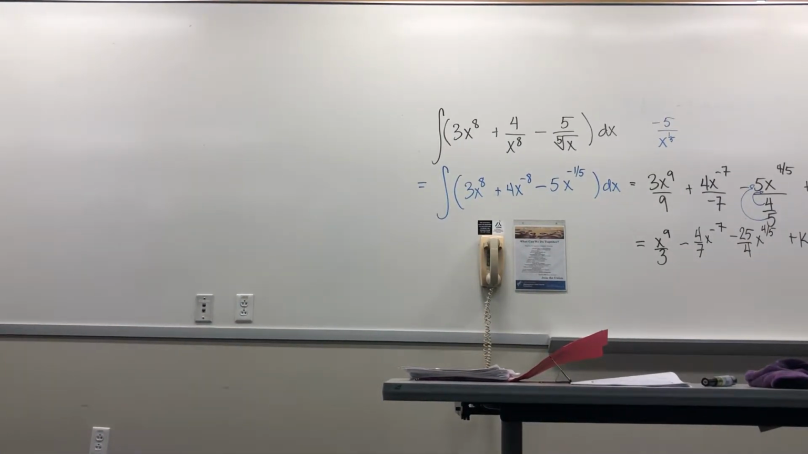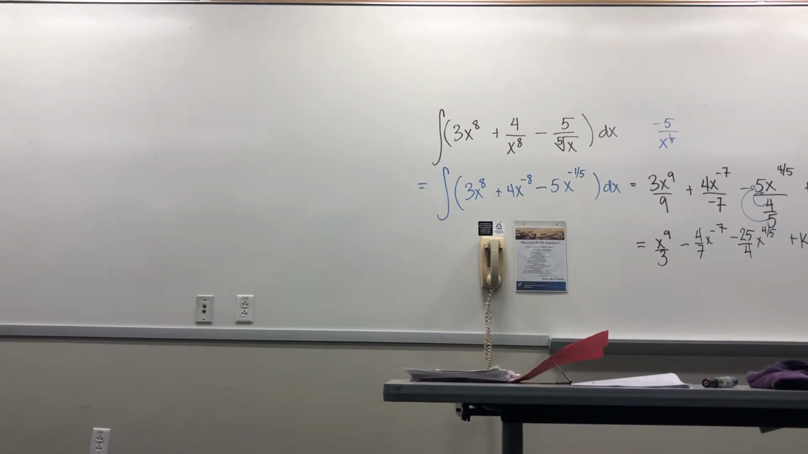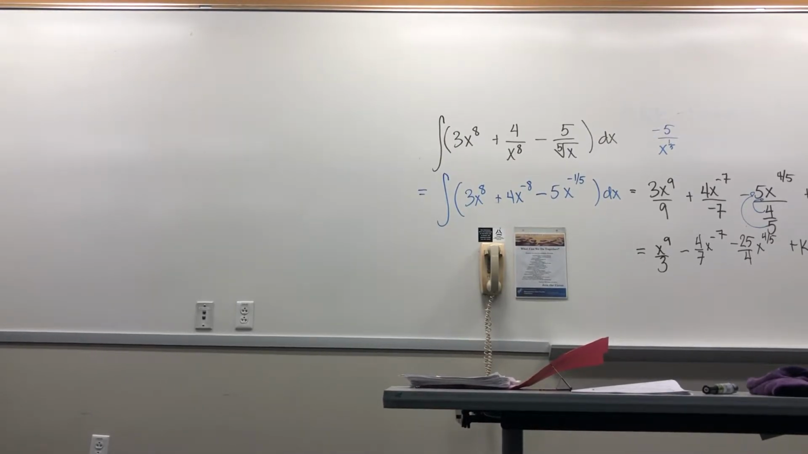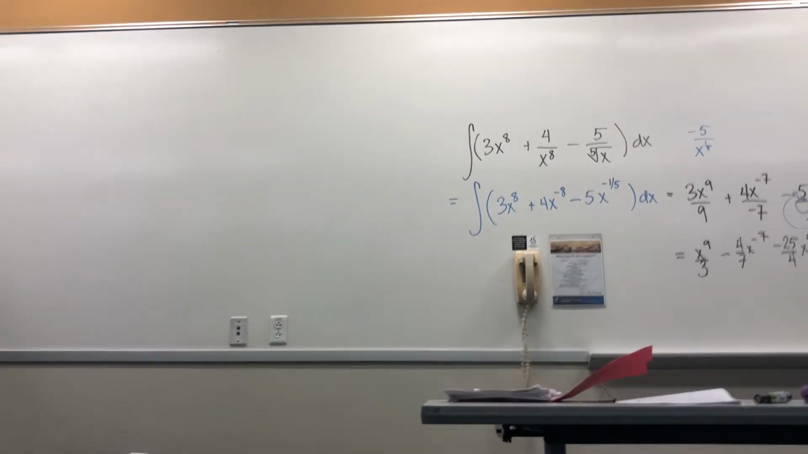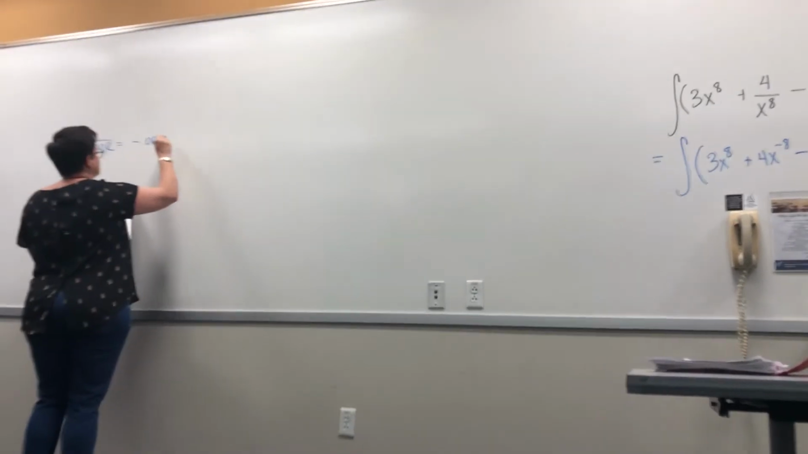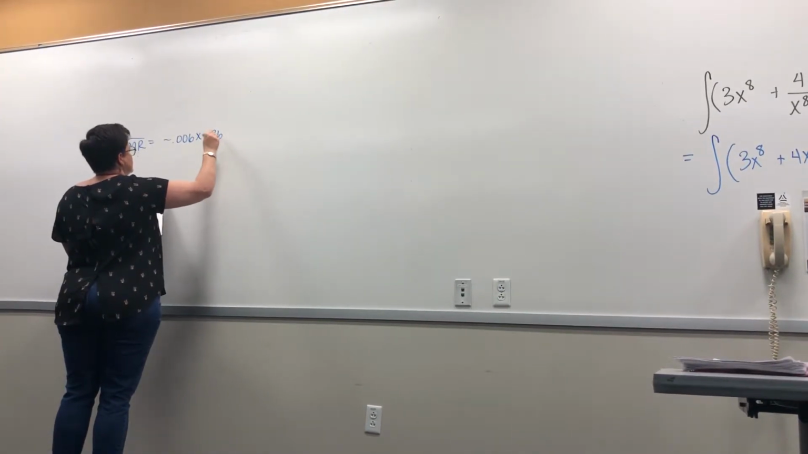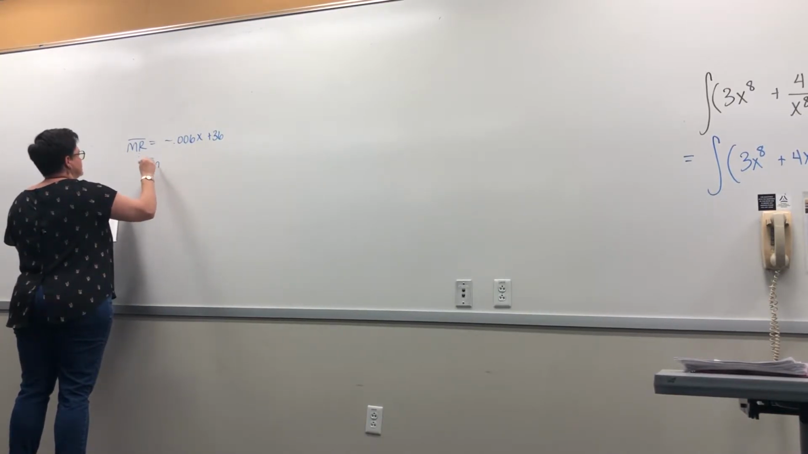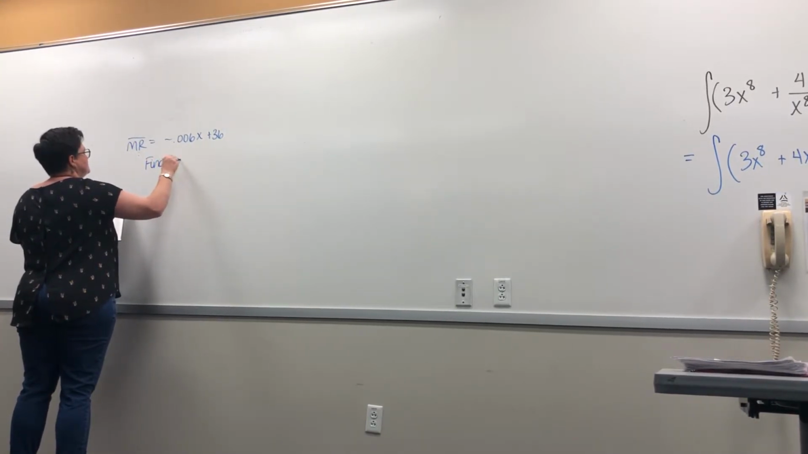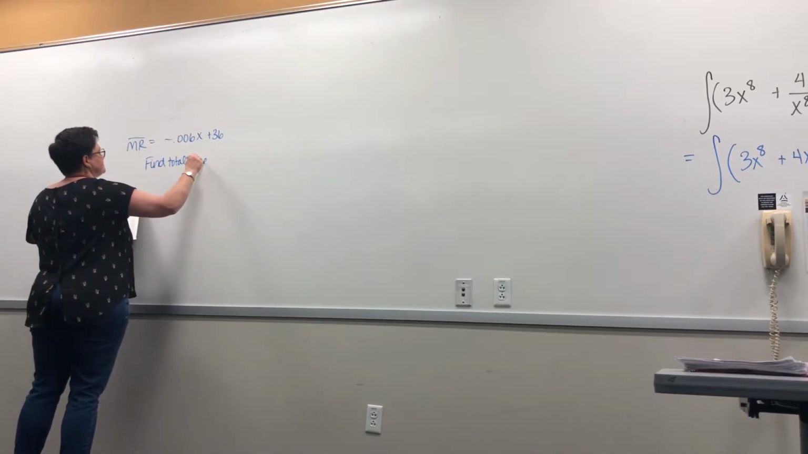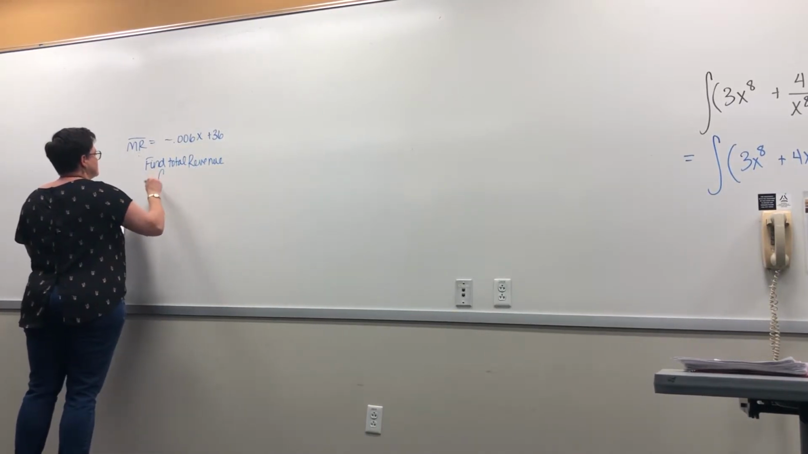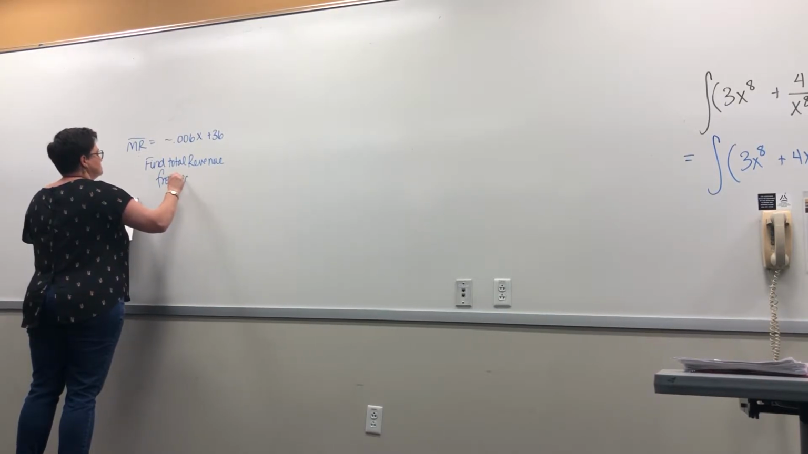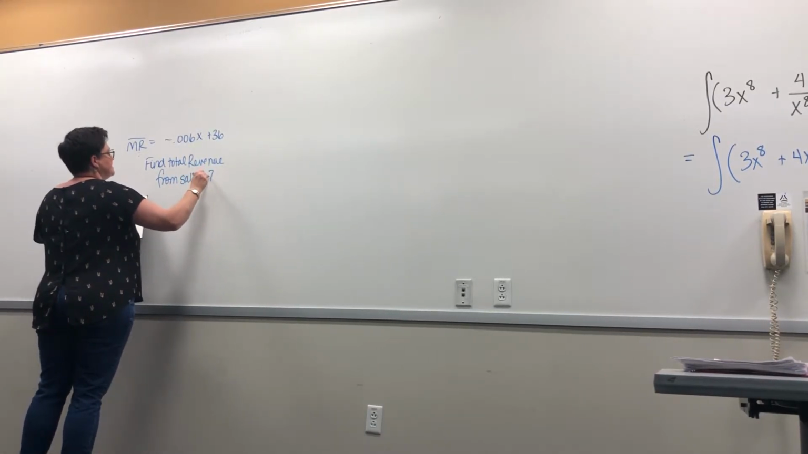Let's do a revenue problem. Marginal revenue in dollars per unit per month is given by the following function. Marginal revenue equals negative 0.006x plus 36. And we're asked to find the total revenue from the sale of 75 units.